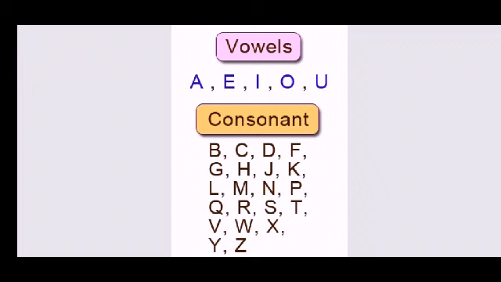In consonants, we have the remaining alphabets: B, C, D, F, G, H, J, K, L, M, N, P, Q, R, S, T, V, W, X, Y, Z. How many vowels do we have here? 5. How many consonants do we have? 21. Correct.